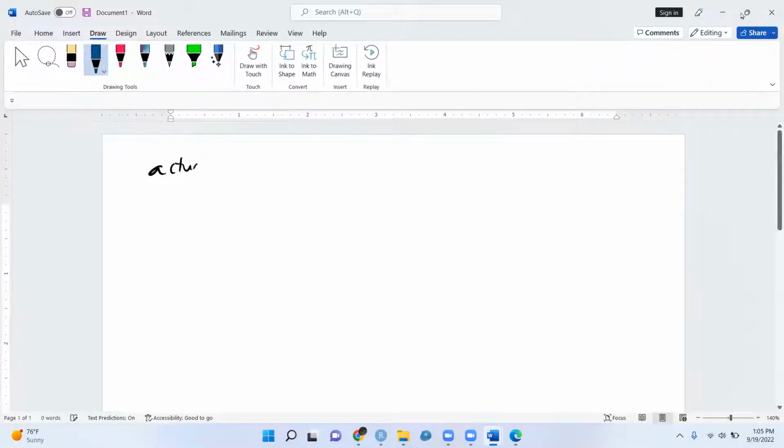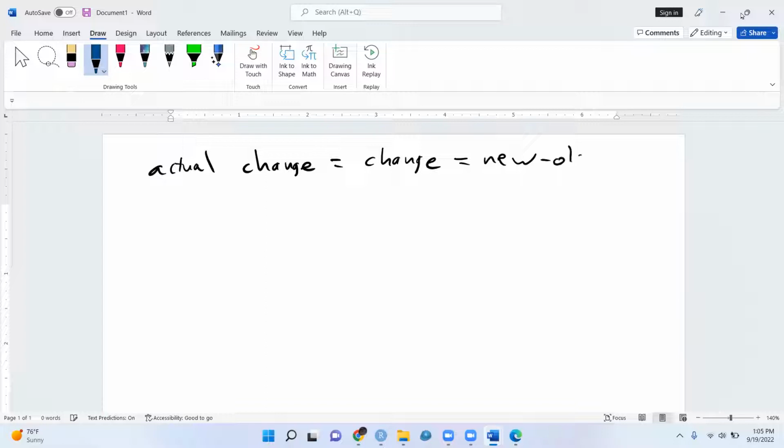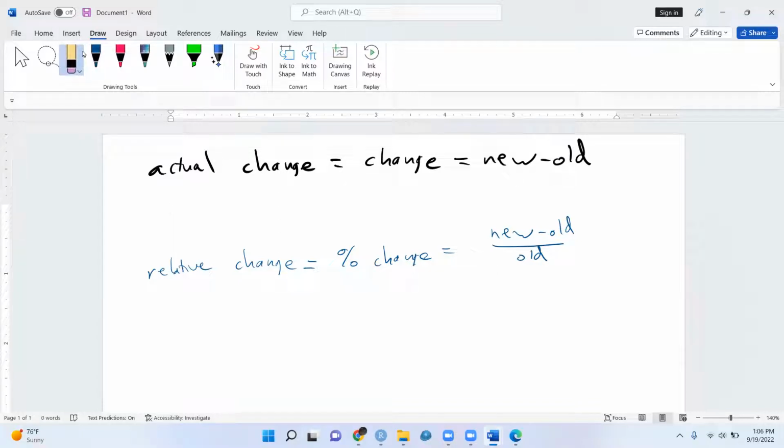So there's actual change that we sometimes just call change. And that is new minus old. That's the difference between the two numbers. So how far apart are they? And that's just the amount of change that's occurred. Whereas relative change or relative difference is the same thing as percent change, which is the same thing as new minus old divided by old. And this is always a percentage. Well, the decimal version of a percent.